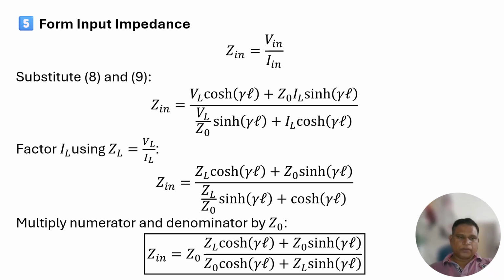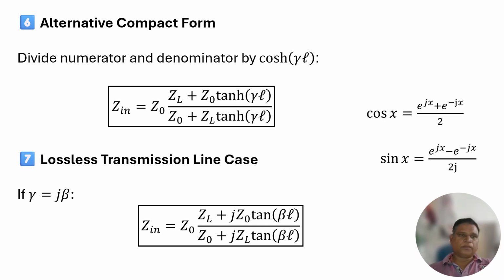Now, by multiplying the numerator and denominator by Z naught, we will get Zin is equal to Z naught times ZL cos hyperbolic gamma L plus Z naught sin hyperbolic gamma L, divided by Z naught cos hyperbolic gamma L plus ZL sin hyperbolic gamma L. This is the alternative compact form for the input impedance of the transmission line.